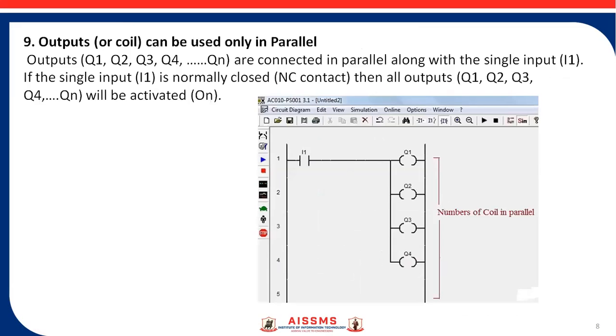Next rule is outputs can be used only in parallel. Outputs are shown in this ladder diagram. Outputs Q1, Q2, Q3, Q4 are connected in parallel along with single input I1. If the single input I1 is a normally closed contact, then outputs Q1, Q2, Q3, Q4 will be activated or on. And in this ladder diagram, the I1 is normally open at that time. All outputs Q1, Q2, Q3, Q4 are not activated.